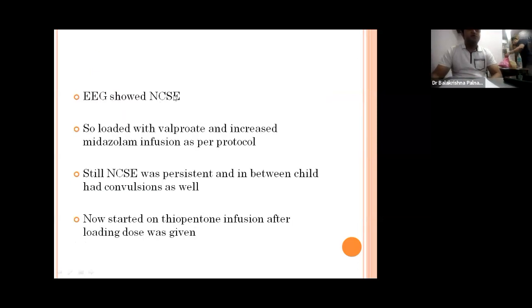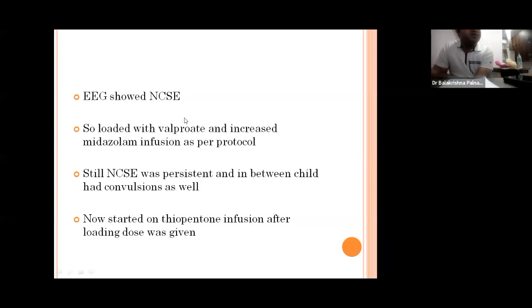So EEG has been done. Now it is showing non-convulsive status epilepticus. As we have discussed, for any child with refractory status epilepticus having convulsions, we initiate an anesthetic AED. So we went for midazolam in this particular child. Now the child is having non-convulsive status as well. As I told you, you can try another trial of a non-anesthetic AED such as valproate. So we loaded valproate and increased the midazolam infusion.